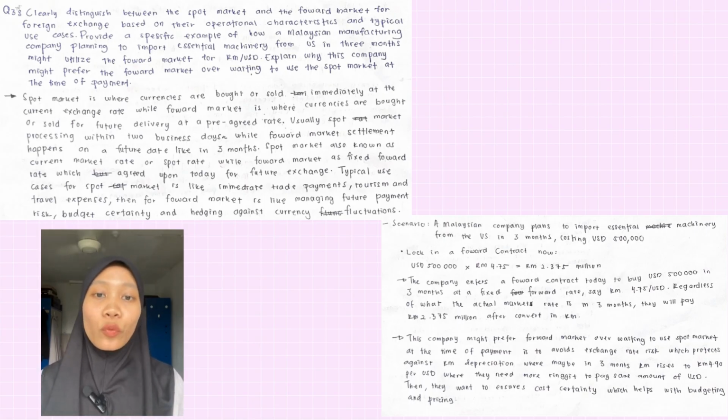Spot market is where we buy or sell foreign currency for immediate delivery, usually within 2 days, while forward market is when people agree today to exchange currency at a set rate on a future date, like 3 months. Next, spot market is used for immediate payments or conversion, while forward market is used to lock in exchange rates and avoid future risk.